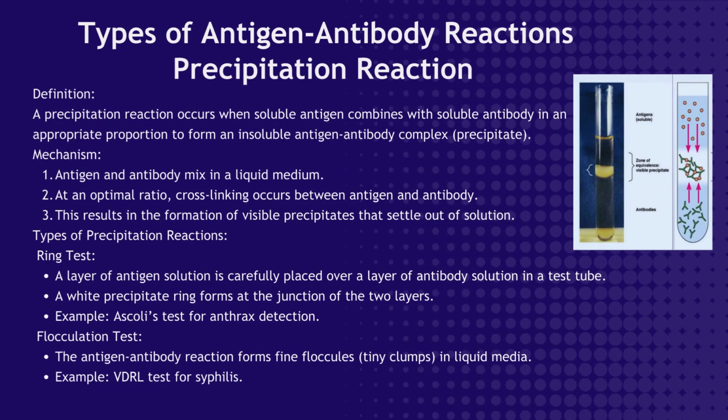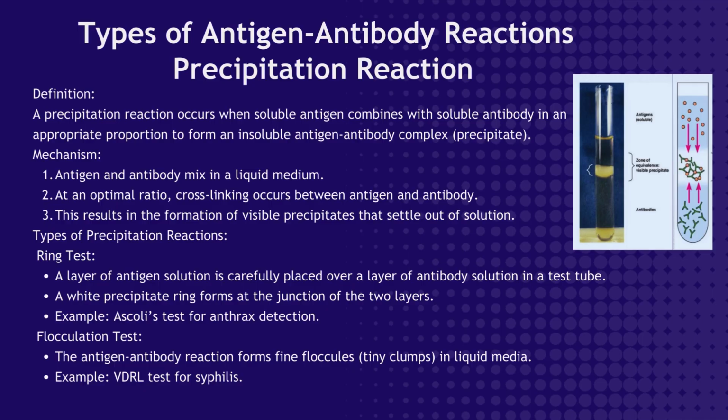Types of antigen-antibody reactions. Precipitation reaction. Definition: A precipitation reaction occurs when soluble antigen combines with soluble antibody in an appropriate proportion to form an insoluble antigen-antibody complex, the precipitate. Mechanism: Antigen and antibody mix in a liquid medium. At an optimal ratio, cross-linking occurs between antigen and antibody. This results in the formation of visible precipitates that settle out of solution.